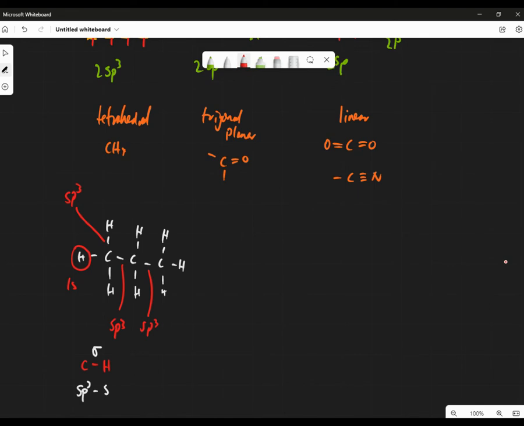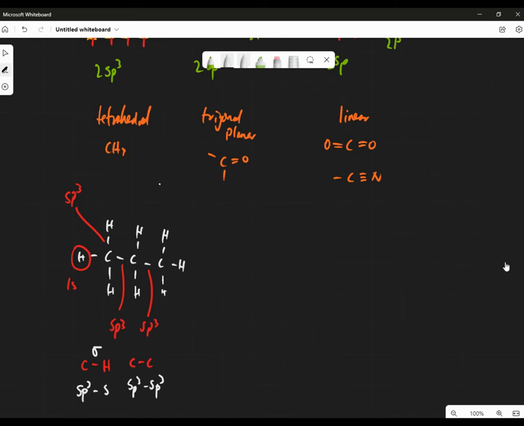Between a carbon and a carbon in this guy, one of these middle bonds, well, the one carbon must supply the sp3, and the other carbon provides the sp3 as well. So in the carbon-carbon bond, it's an overlap of sp3, sp3.